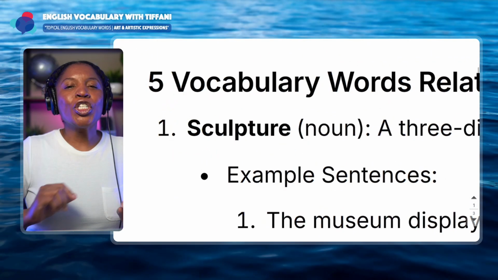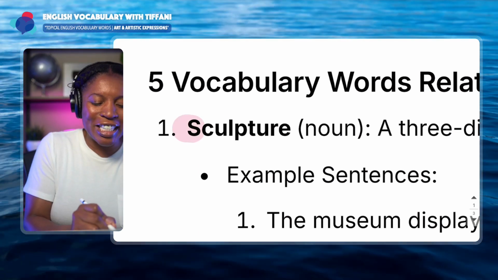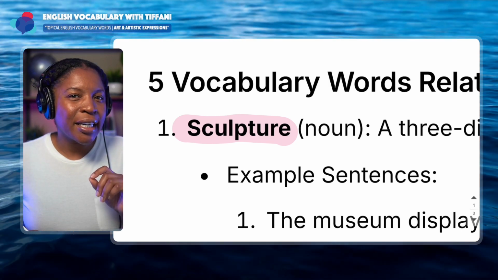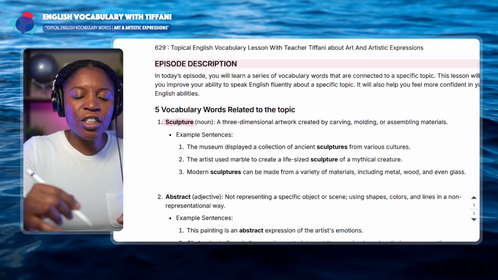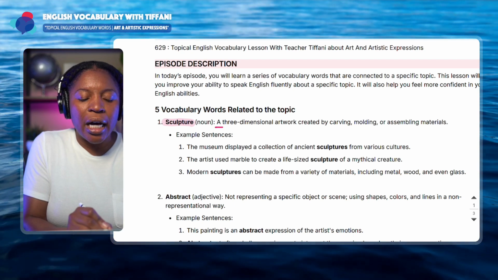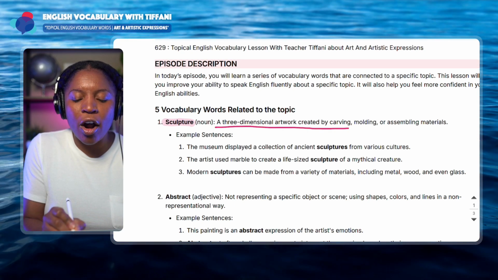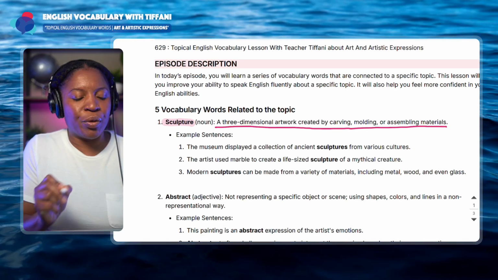All right, the very first word that I want to explain to you is sculpture. Again, sculpture. Excellent. Now, this word sculpture literally just refers to a 3-dimensional artwork created by carving, molding, or assembling materials.